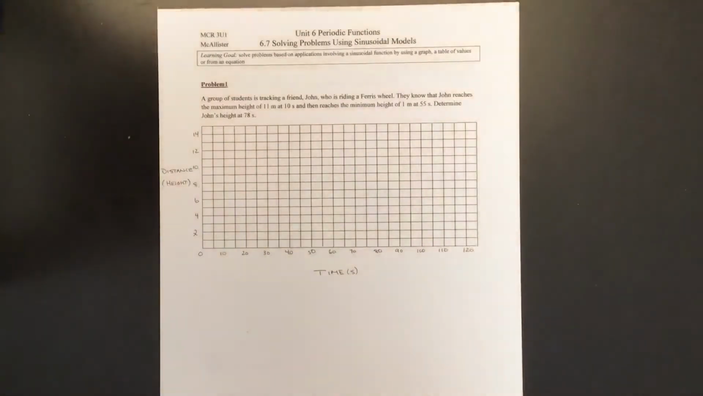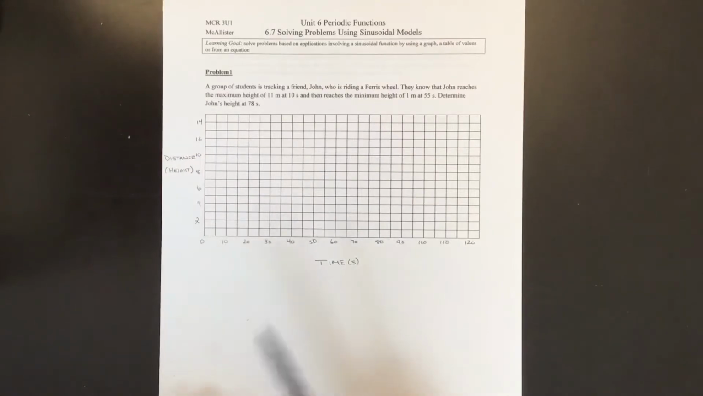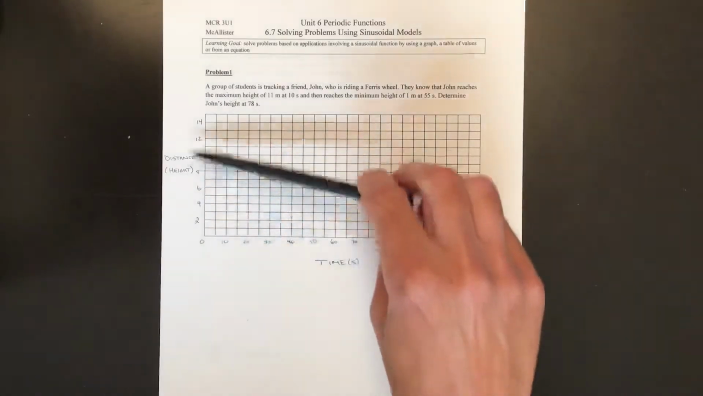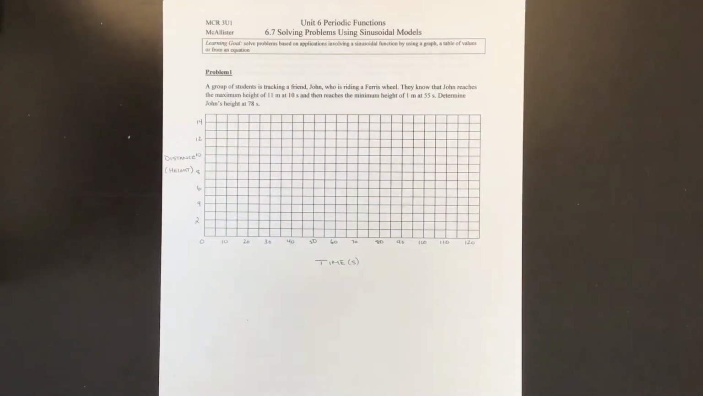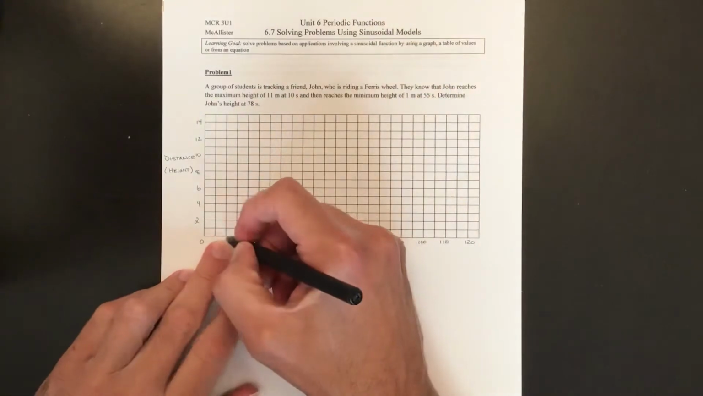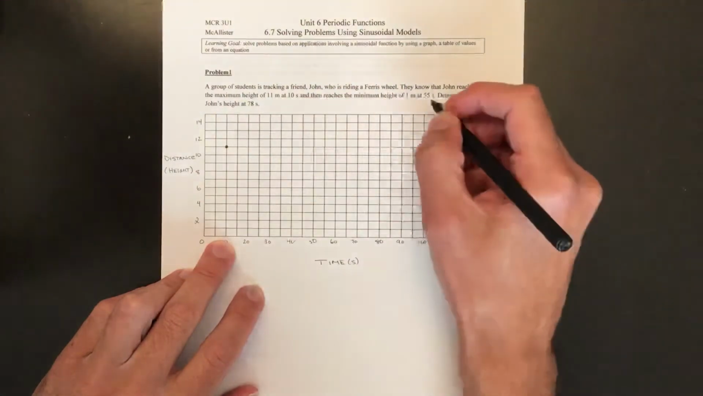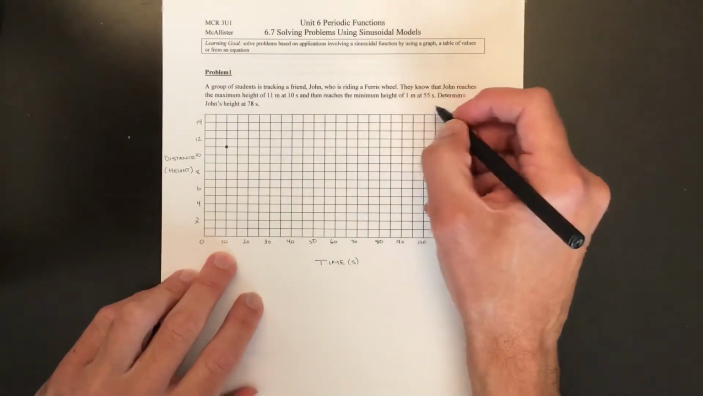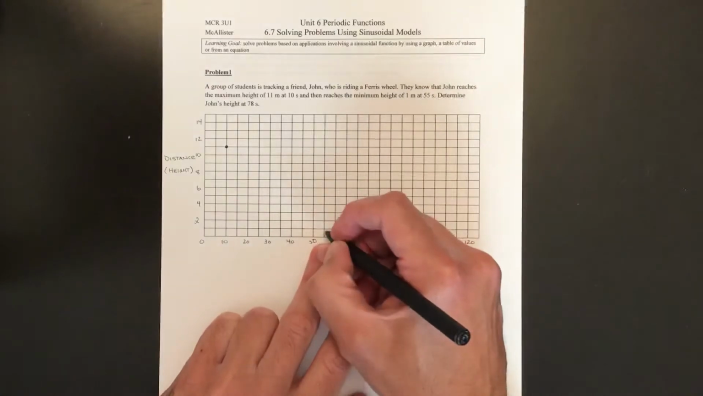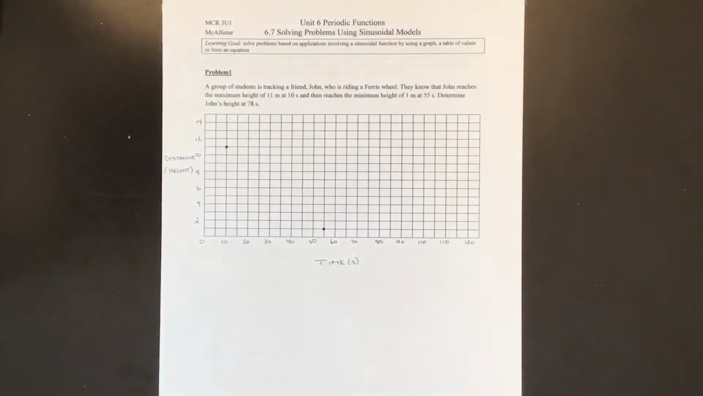So as you can see, I've already pre-labeled our grid here. Distance as my dependent variable, time as always independent, going up by 5s on the bottom, going up by 1s on the side. Once we have our grid labeled, I'm going to put in the 2 points that they give us. So a maximum height of 11 meters at 10 seconds, so at 10 seconds we're at 11 meters. I'll put a point there. And then the minimum height of 1 meter at 55 seconds. So 55 seconds there. And that's all they give us, is 2 points.